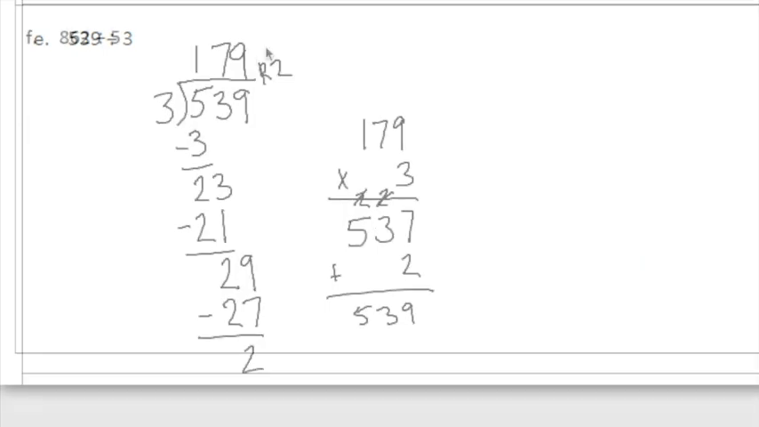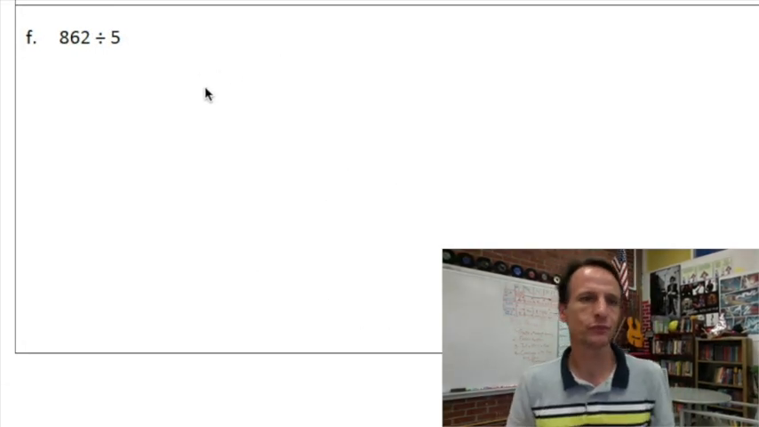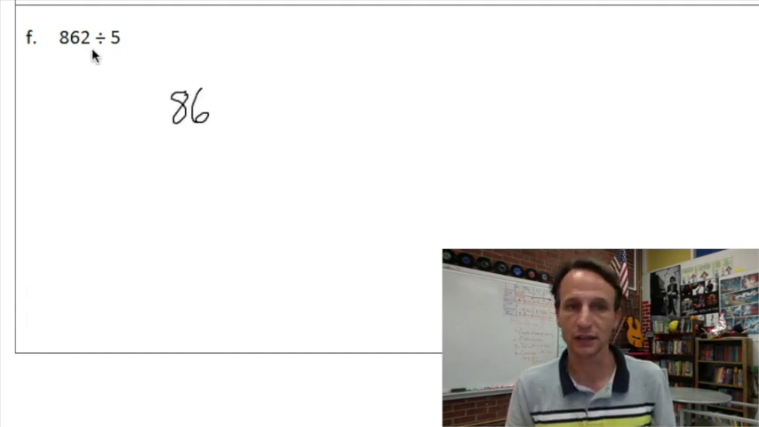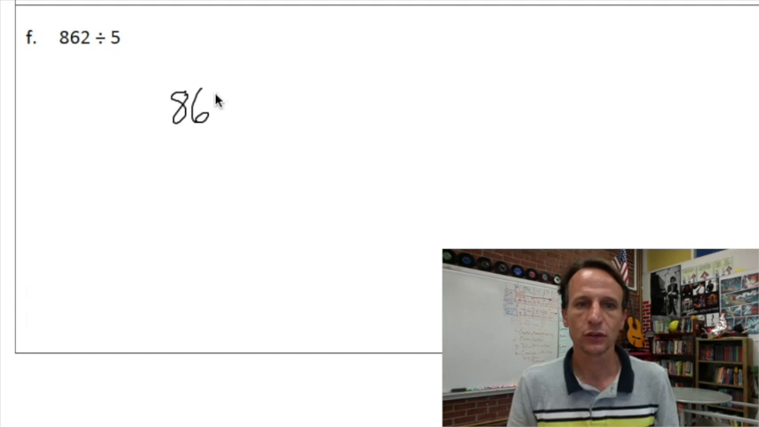Moving on. All right, letter F. We're getting there. Slowly but surely, we're getting there. Okay, we can see we're going to have a remainder here, right? Because we're dividing by 5, and the number does not end in either 0 or 5. So 862 divided by 5.